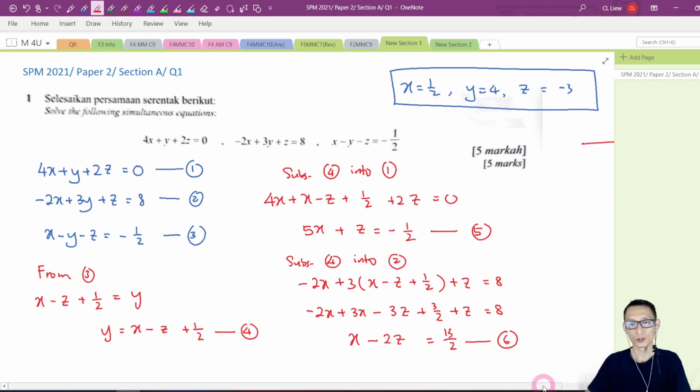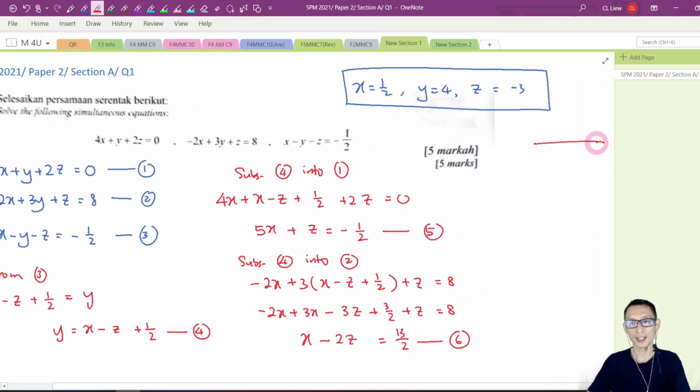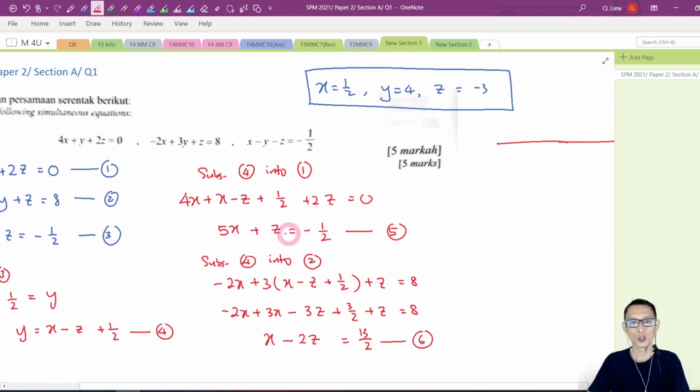Okay, now look at the fifth equation and the sixth equation. We only have two variables here. So this one, you just go back to your form 1 simultaneous linear equation in two variables. So I'm going to use elimination method here. It's totally up to you, you want to eliminate x first or eliminate z first. So here I'm planning to eliminate the z first.